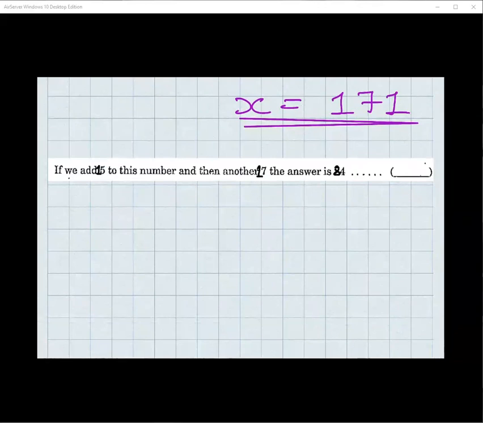Okay, everybody copy that sentence down first, please. So I've modified the 5 to 15, 7 to 17, and 24, I think it was, to 84. So quickly copy that down.